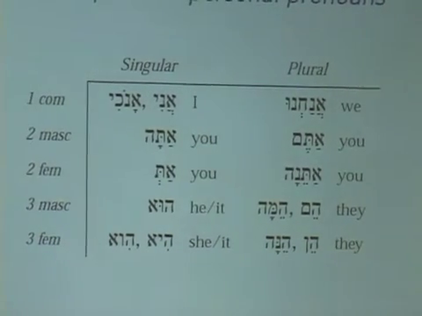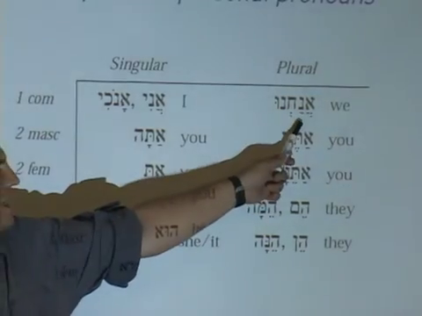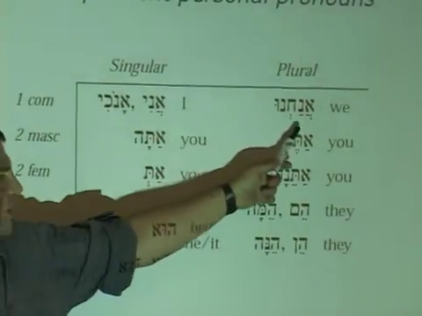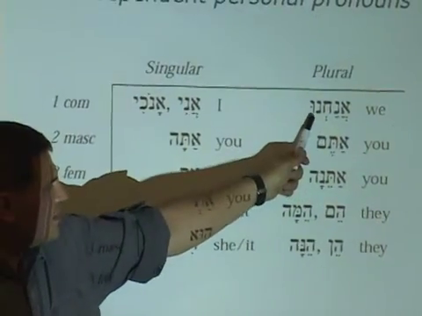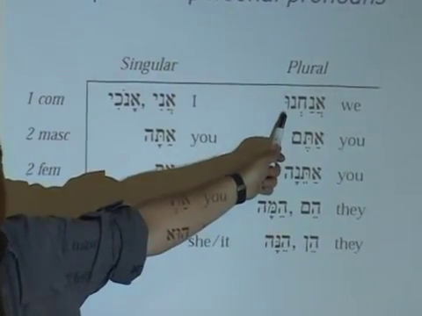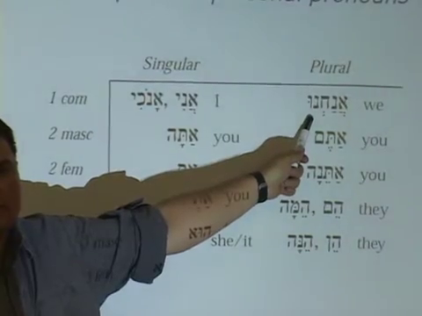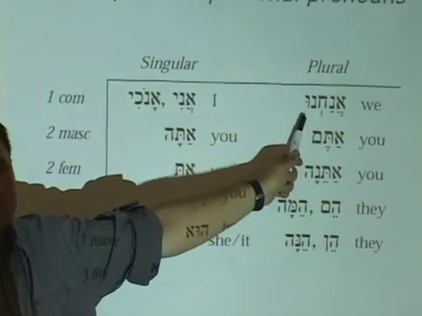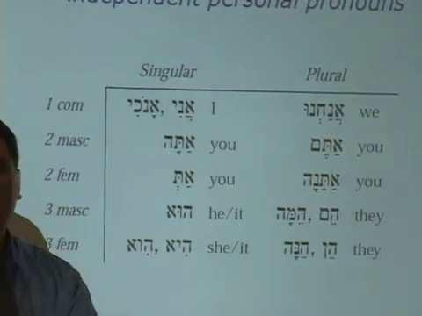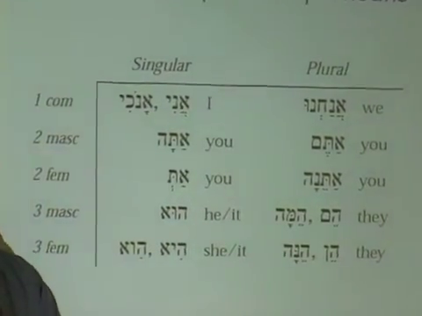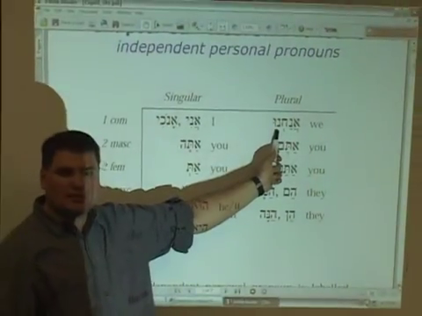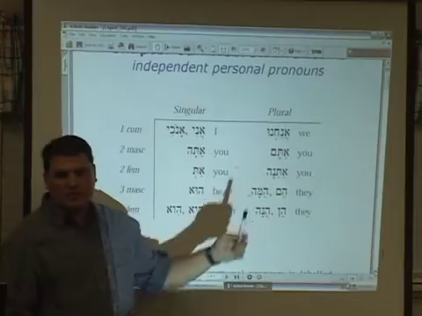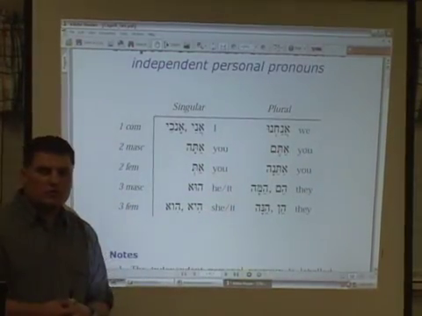In a plural form, we would be anachnu. Instead of an, it would be anachnu. And usually the suffix nun with shuruk is very frequent for first common plural. Every time when you'll see, for example, Emmanuel, Immanu El, God with us, so nu is the first common plural suffix.